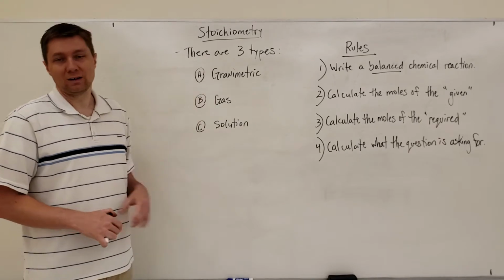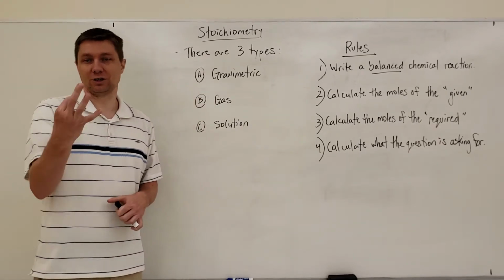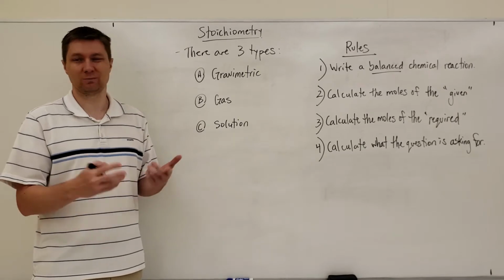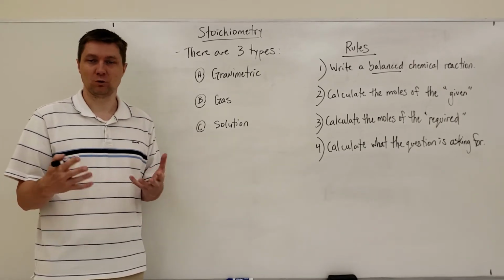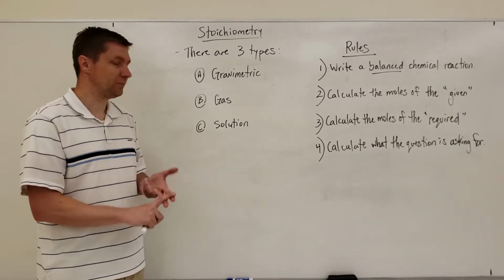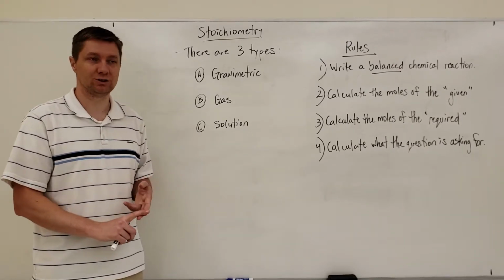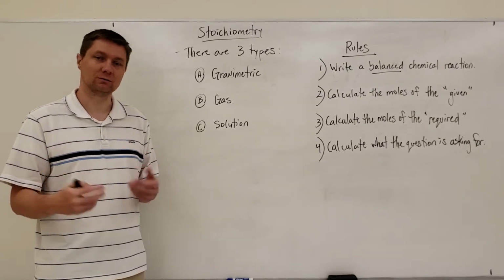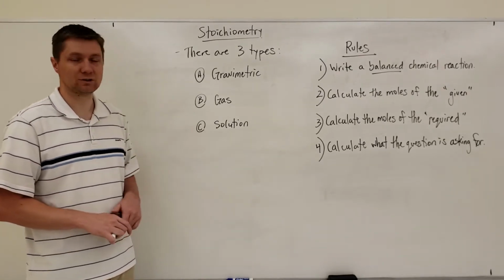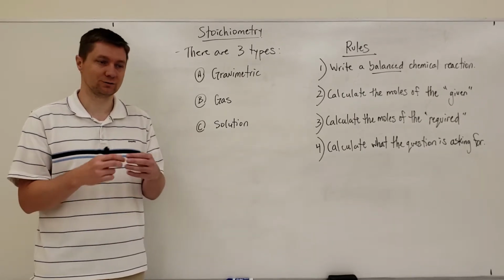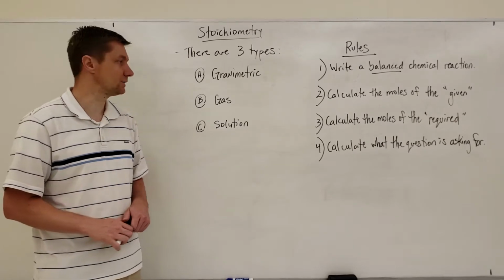What we need to know as an introduction to stoichiometry is that there's three types of stoichiometry. There's what we call gravimetric stoich, which deals mostly with masses, or masses exclusively. We have gas stoichiometry, which deals with pressures and temperatures and those kinds of things. And then we've got solution stoich, which deals with concentrations and things that have been dissolved in water.